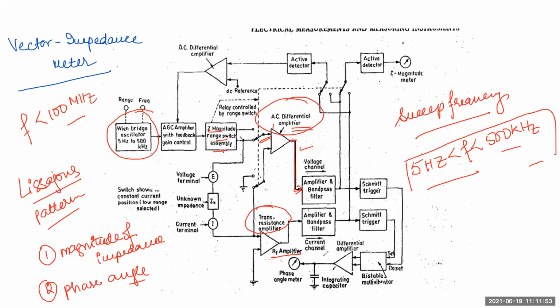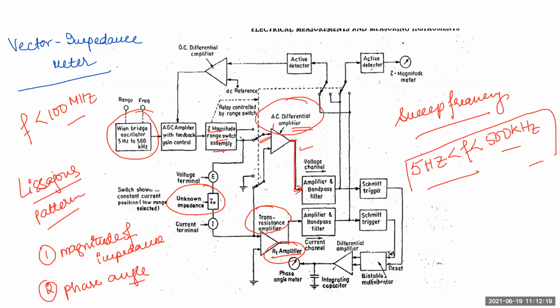Since the current through the unknown impedance is kept constant by this RT amplifier, you can see here the Schmitt trigger is also playing a very important role in handling the output of the filter. This is the unknown impedance which I'm talking about, which is unknown to us.